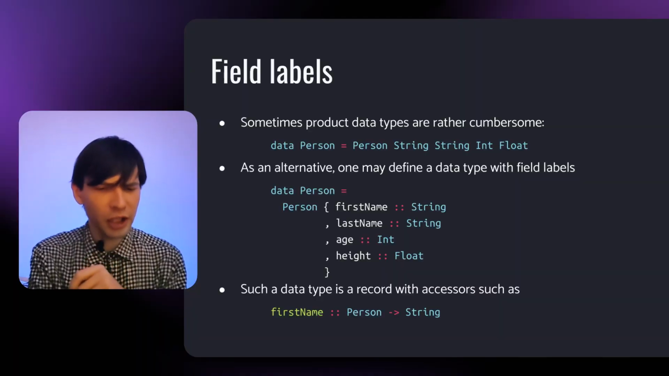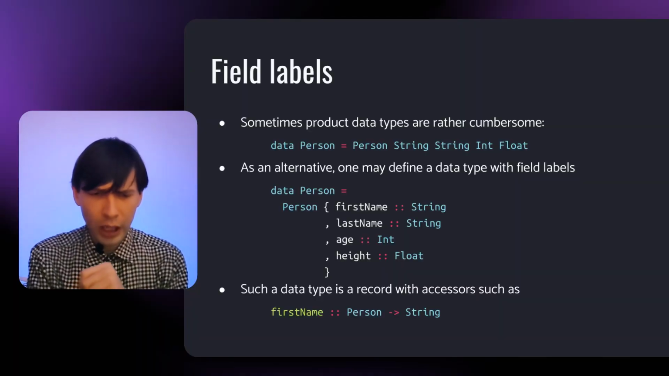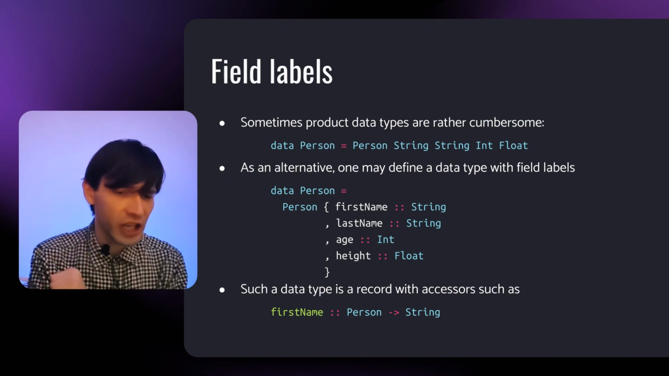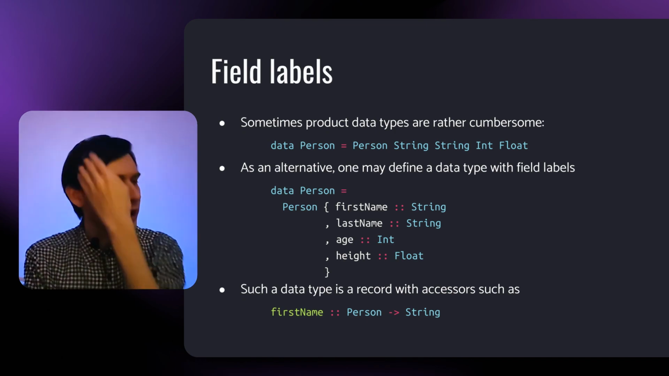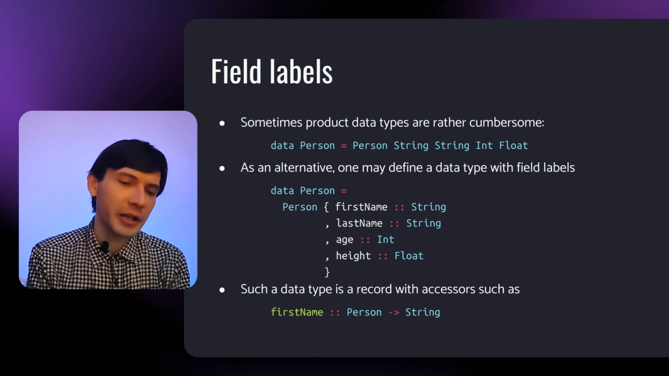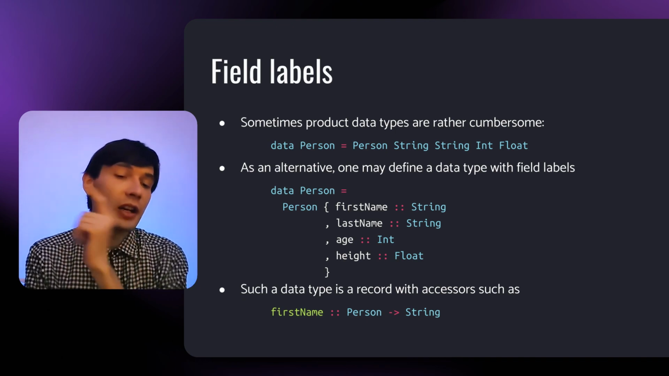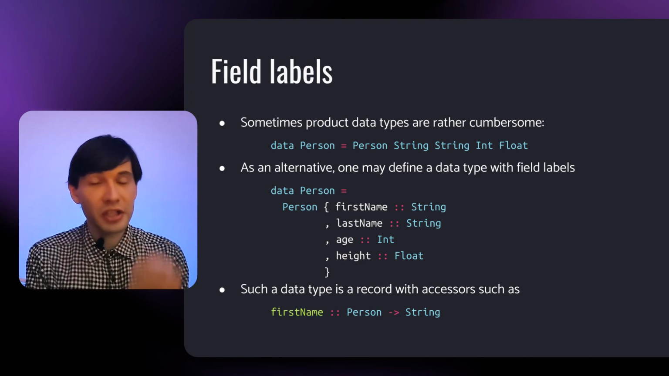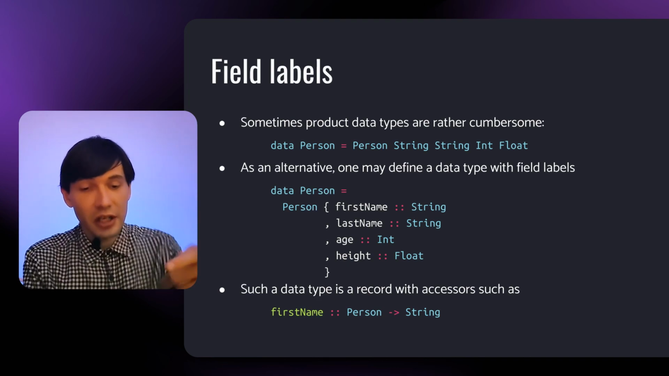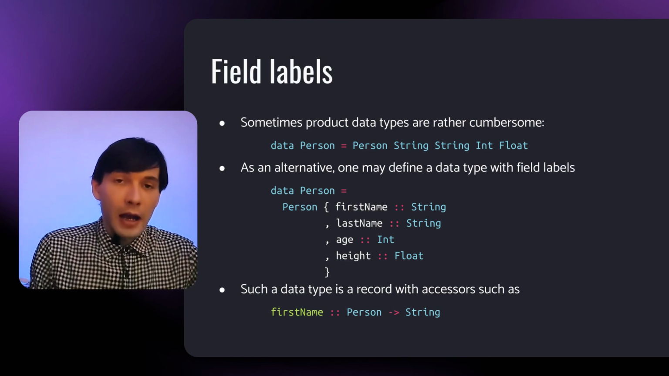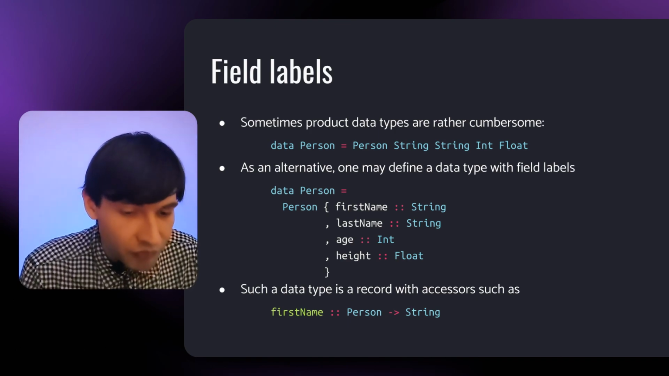We don't know what's going on with their semantic roles, something like that. And alternatively, we can define this data type called person in a more intuitive way. We have a record that has 4 fields, and all those fields are named. That is, all those fields have their own names.